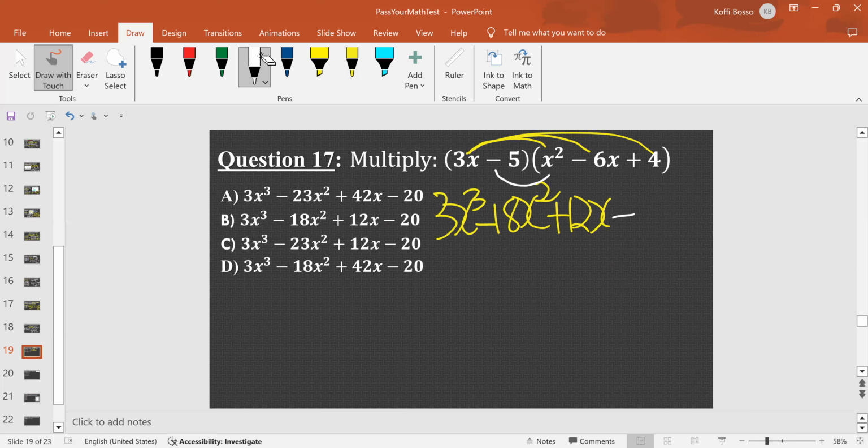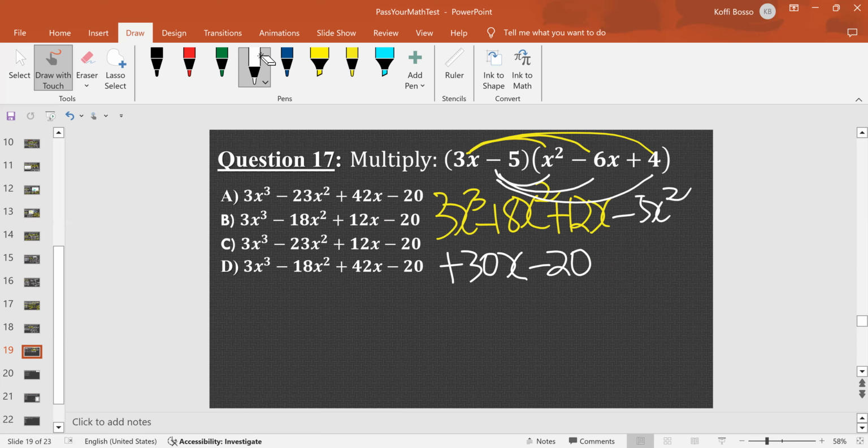We continue. This one, we take negative 5, we multiply by x squared. That gives you negative 5x squared. We continue. The same negative 5 we multiply by negative 6. Negative multiplied by negative will turn to positive, that will turn to positive 30x. We continue. Negative 5 multiplied by 4 gives you negative 20 without x.